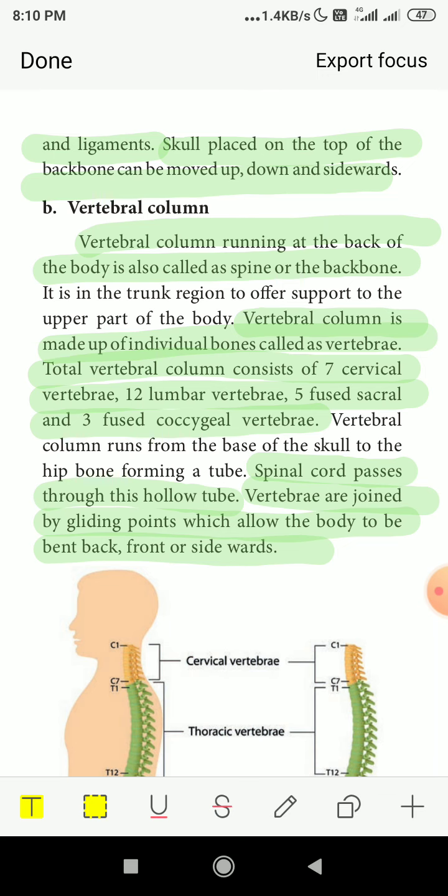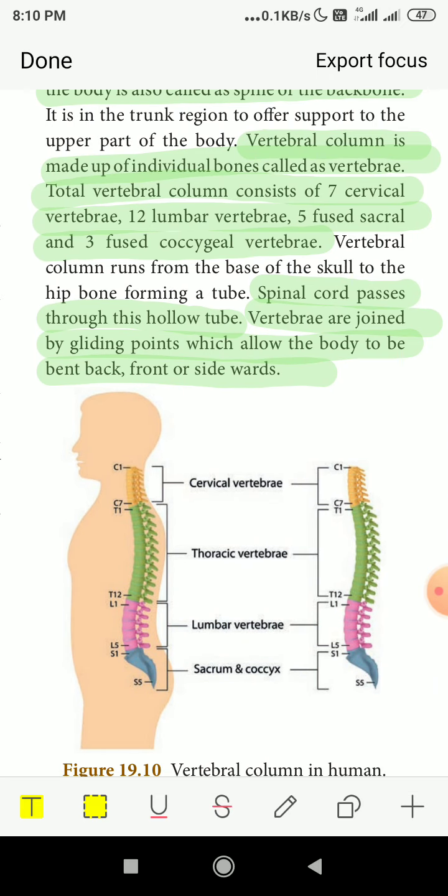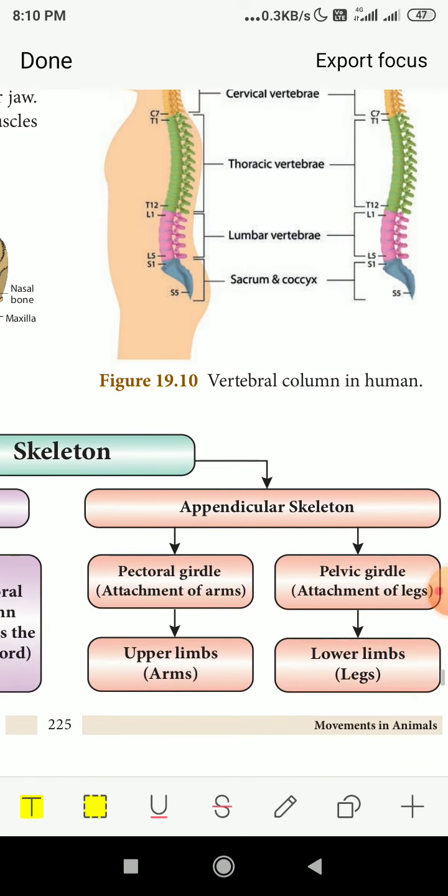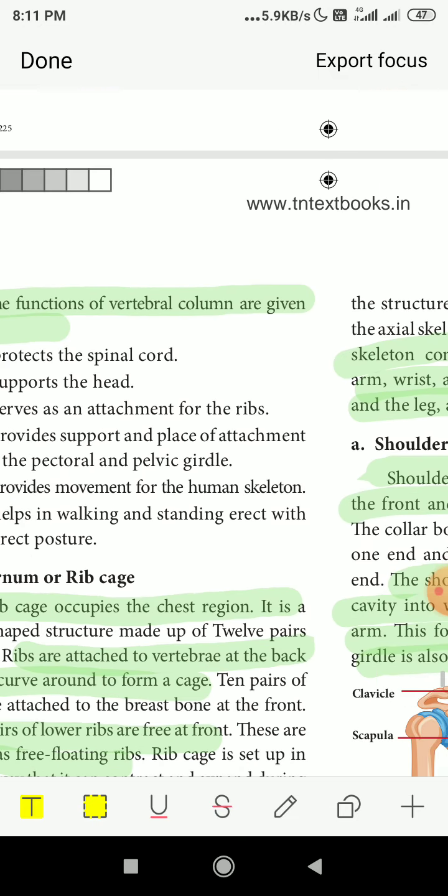So how the vertebrae are divided is shown in the picture also. There are a total of 33 vertebrae, divided into 7 cervical, 12 thoracic, 5 fused together to form the sacral and 3 fused to form the coccygeal. You can see this clearly in the picture. The vertebral column runs from the base of the skull to the hip bone, forming a tube. Inside this tube only the spinal cord runs. Vertebrae are joined by gliding joints which allow the body to bend backwards, forwards or sideways.